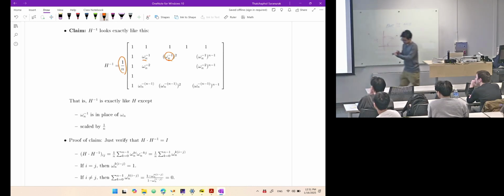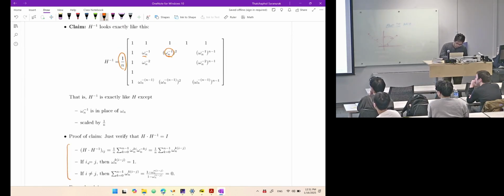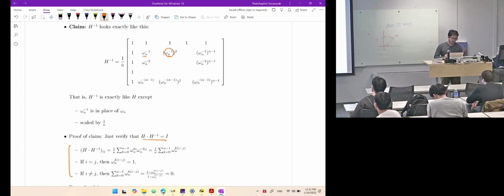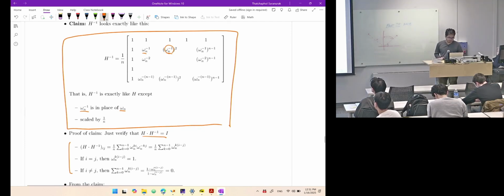I'm kind of short of time, but I encourage you to verify this. It's true. You can look at this and understand it and ask me, but the point is that H inverse just looks almost like H, except that we replace omega n by omega n inverse.